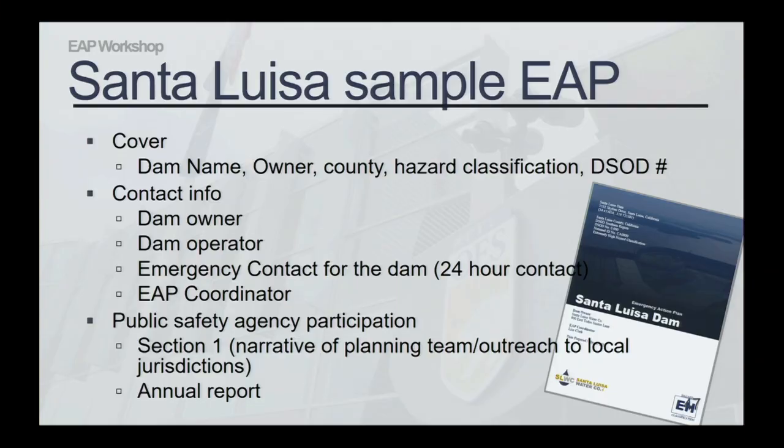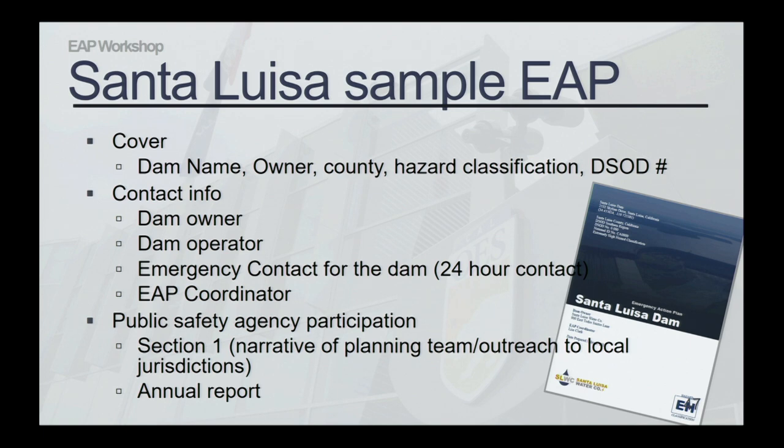So I'd just like to highlight a couple things on this. The first is the cover. It's 2 pages in. It has a few of the elements we often see missing, but we want to see on the cover because, again, this is supposed to be an actionable document. We need to see right away: what is the name of the dam? Who owns it? What county is it in? What's the hazard classification? And what is the DSOD number? That's the Division of Safety of Dams number that every dam is assigned. So look for those things on the front.